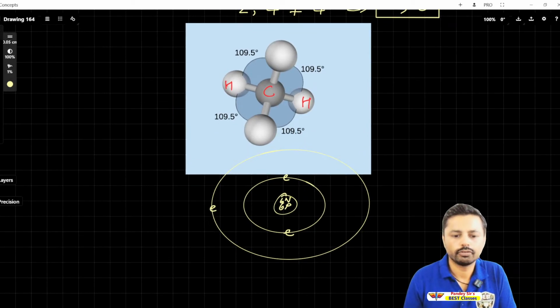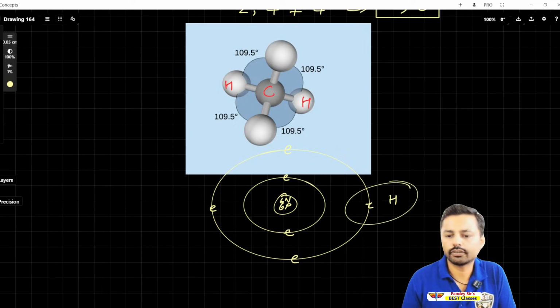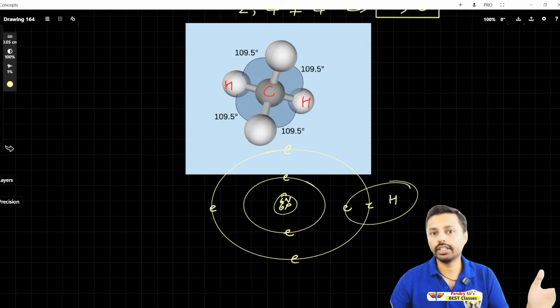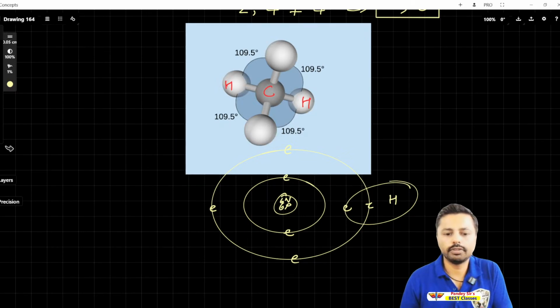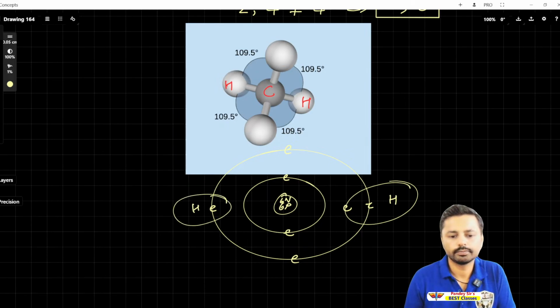So 1, 2, 3, 4, and it will react with other hydrogen with 1 electron. That's it. So this bonding where electrons are not donated or lost or gained but shared is called a covalent bond. Similar will be here also, and here also. That's it.